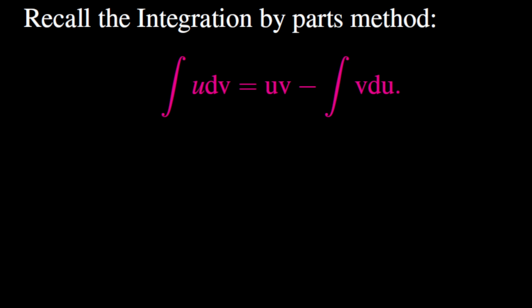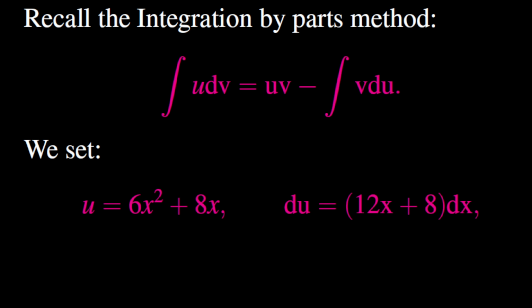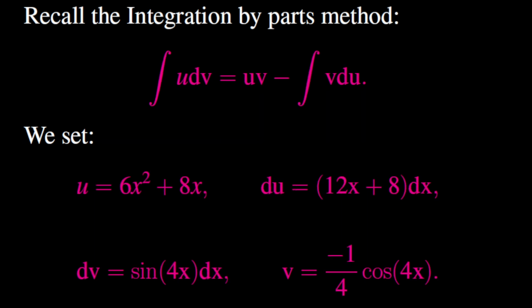Let us briefly review the method of integration by parts. We know that the integral of u dv is equal to u times v, minus the integral of v du. Consequently, we set u equal to 6x² + 8x, so du equals (12x + 8) dx. And dv equals sine of 4x dx, and v equals minus 1 over 4 times cosine of 4x.